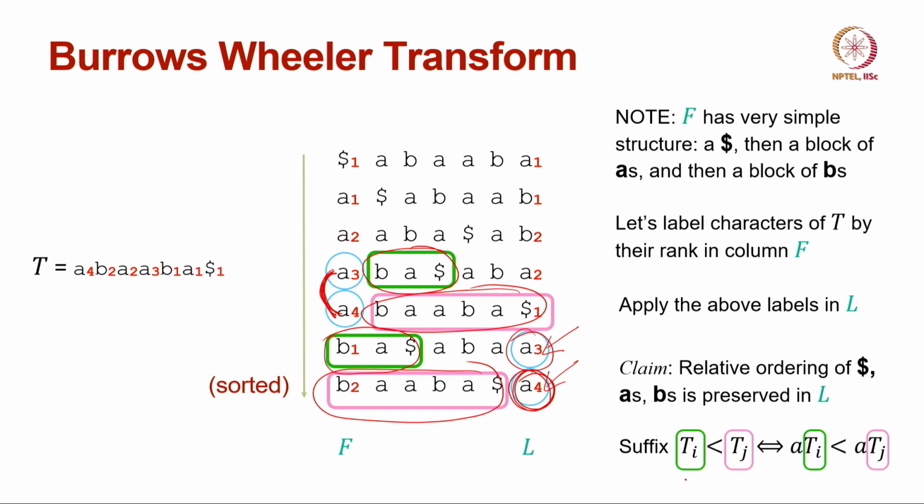So, naturally if suffix Ti is less than Tj, then this will hold if and only if suffix A Ti is less than suffix A Tj, right, where A is a character from alphabet sigma. So, due to this property we know for sure that the relative ordering of dollar symbol A's and B's will be preserved in column L as well, right. So, now we have to capitalize this property in reversing from Burrows Wheeler transform to the original text.